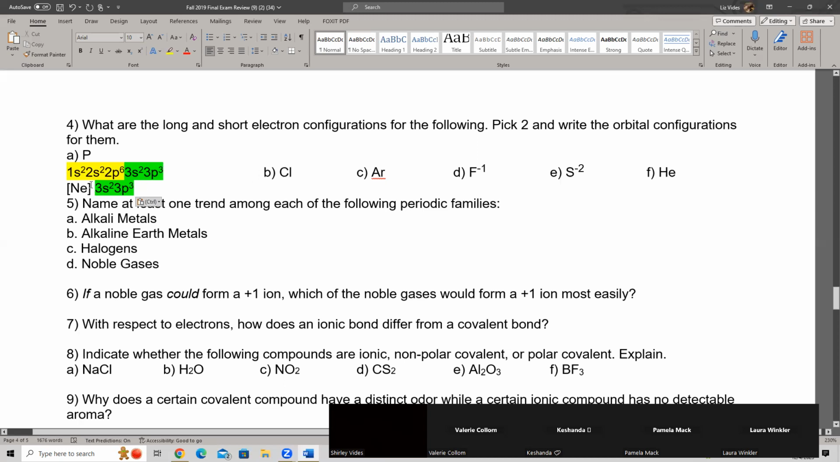So basically, the core electrons don't have anything to do with reactivity, right? So it's okay to represent them like that.